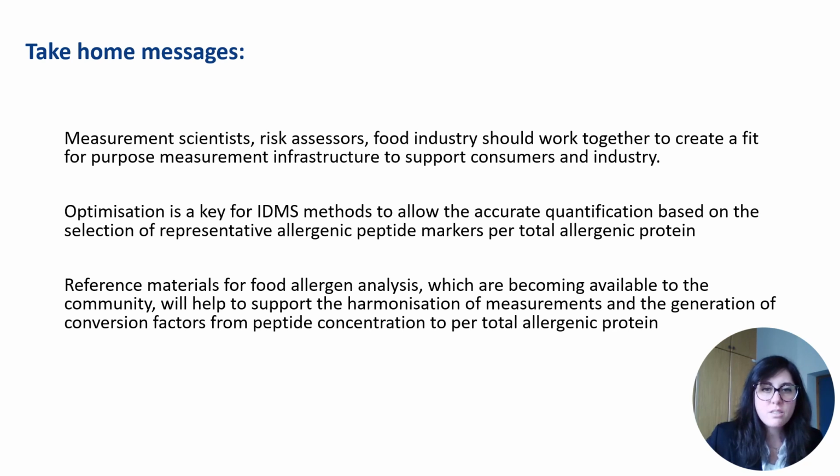Measurement scientists, risk assessors, and the food industry should work together to create a fit-for-purpose measurement infrastructure to support food allergen labeling. The optimization is a key criterion for isotopic dilution mass spectrometry methods to allow the accurate quantification based on the selection of representative allergenic peptide markers to report for total allergenic protein. And reference material for food allergen analysis, which are becoming available to the community, will help to support the harmonization of the measurements and also the generation of proper conversion factors that would help translating the peptide concentration to the total allergenic protein.